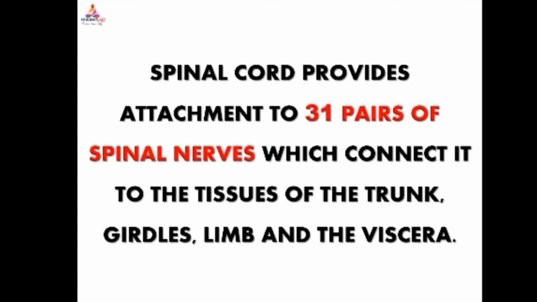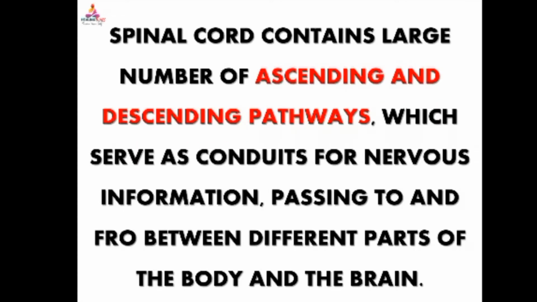Spinal cord provides attachment to 31 pairs of spinal nerves, which connect it to the tissues, to the trunk, girdles, limb, and the viscera. Spinal cord contains large number of ascending and descending pathways, which serve as routes for nervous information passing to and fro between different parts of the body and the brain.